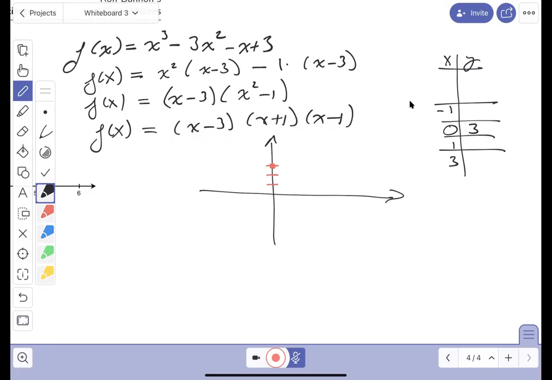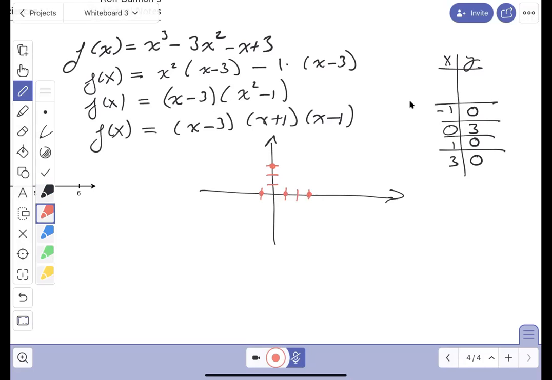And what would I get over there? Well, if you plug in -1, you get 0. If you plug in 1, you get 0. And if you plug in 3, you get 0. So I'm going to plot those points down for you. -1 right here. And then I get 1 right here. And then I get 3.